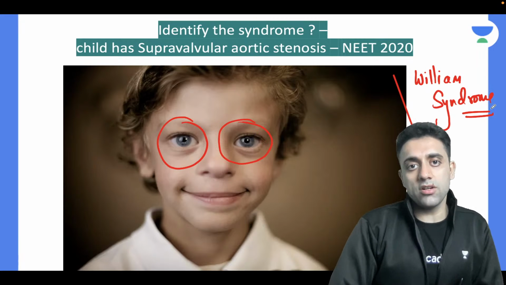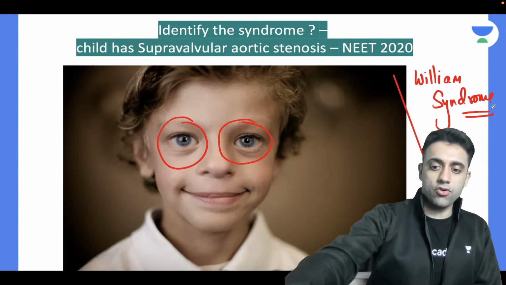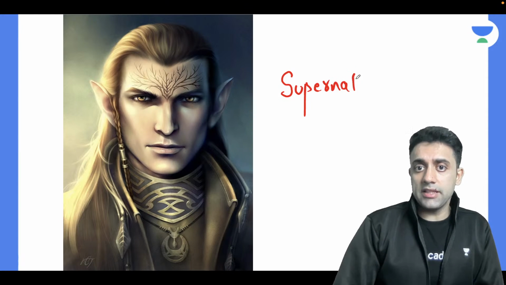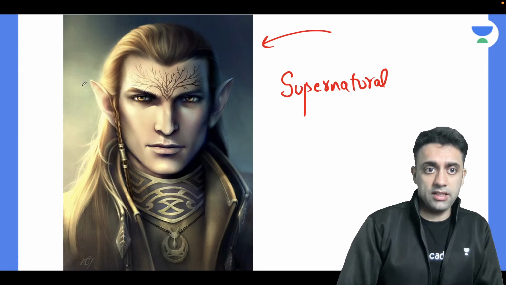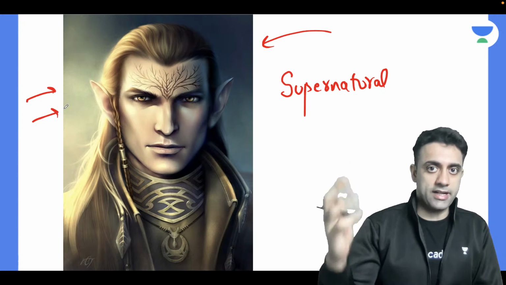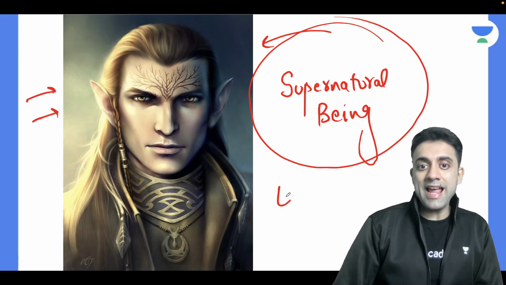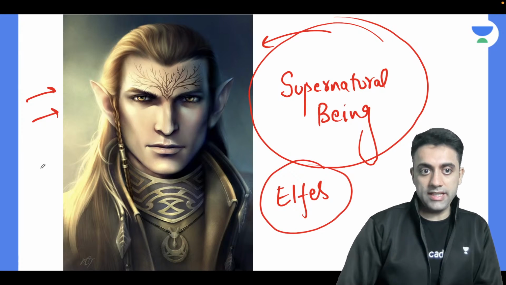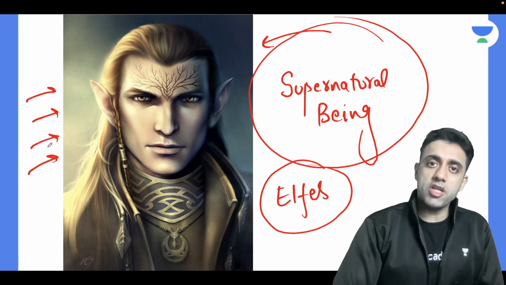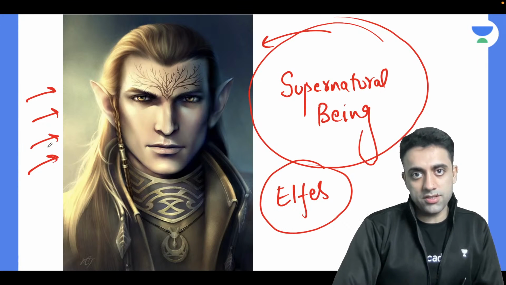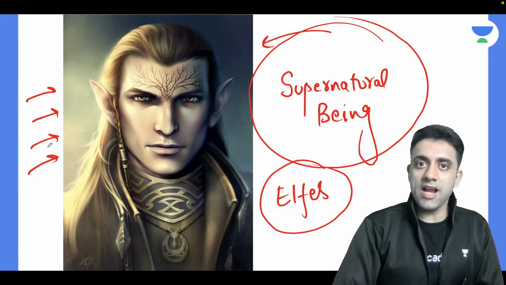Now I'll also be telling you how the baby with Williams syndrome looks. Point number one, this one. In German mythology, these are worshipped as a supernatural being. These are known as elves. In this picture we can appreciate an image of the kind worshipped in German mythology.